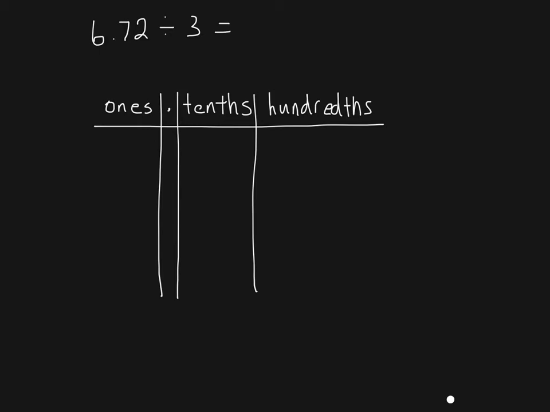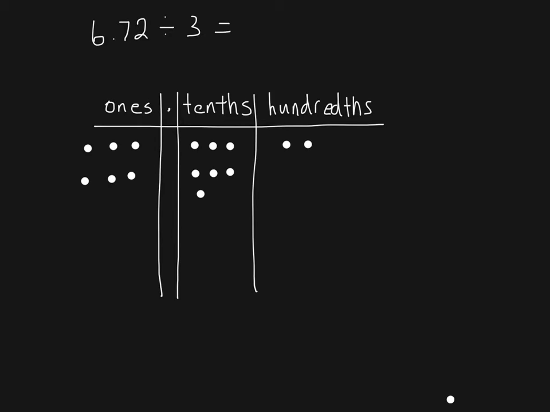Okay, I'm going to start off by putting 6 and 72 hundredths into my place value chart so I can divide it by 3. So I'm going to put 6 in the ones place, and I'm going to go ahead and put my place value discs in groups of 3 so it's easy to circle them later. I have 7 in the tenths place, and then I have 2 in the hundredths place.